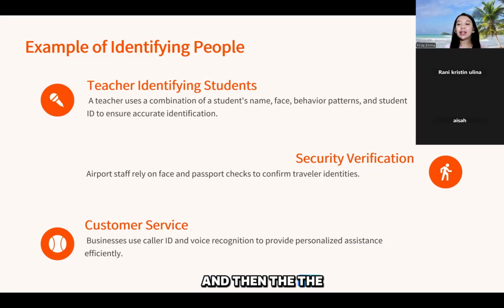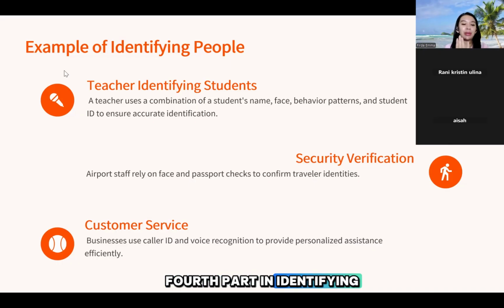And then the second example is security verification. Airport staff rely on face and passport checks to confirm travelers' identities. When we are traveling and at the airport, sometimes the airport staff ask us to show our identity card and our passport. It's also an example of identifying people. Our identity card and passport provide our name, gender, address, and also our age, which is the fourth part in identifying people.